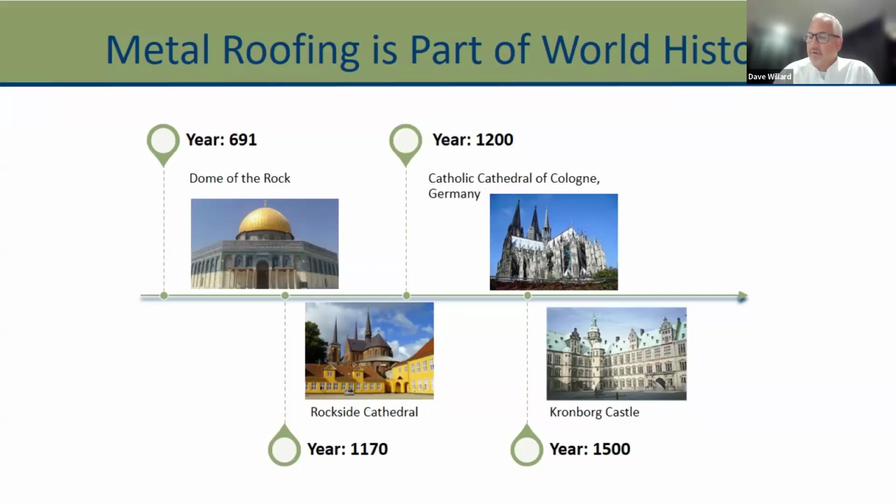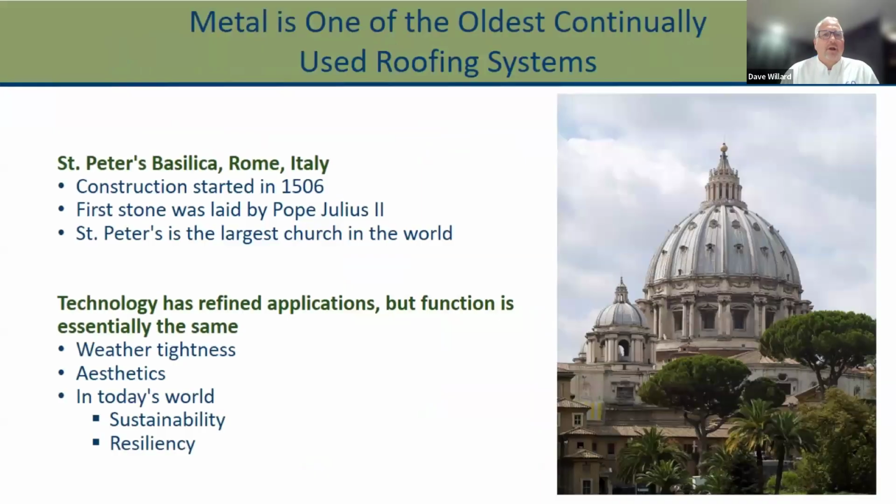The Cologne Cathedral used lead on their roof way back in the 1500s. So it certainly by no means is new. It's been used widely throughout Europe. We all probably recognize this, St. Peter's Basilica in Rome, one of the largest, if not the largest church in the world, the first cornerstone laid by Pope Julius II. Now this used, obviously, a metal roof.